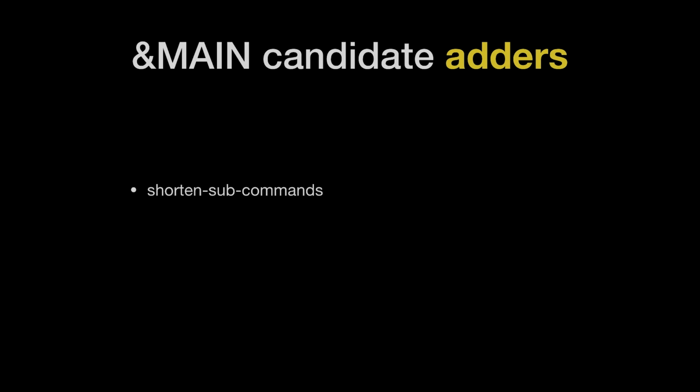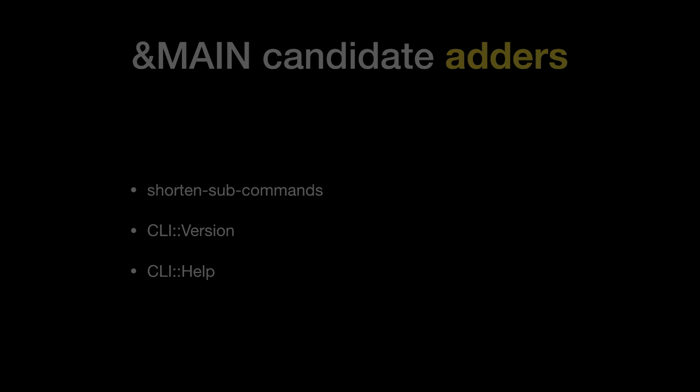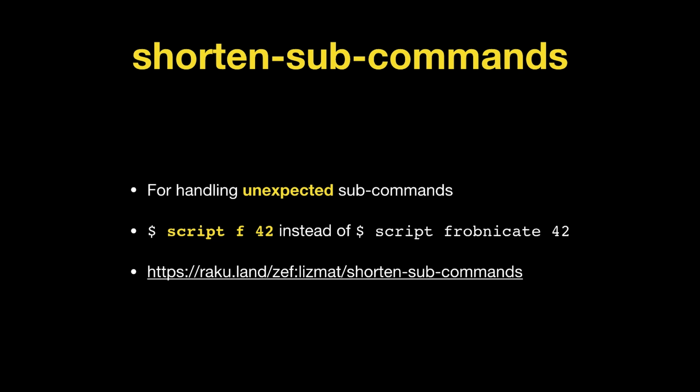So let's have a look at the main candidate adders. There's basically 3 of them: the shorten-sub-commands, the CLI version, and the CLI help. So shorten-sub-commands is basically a module that allows you to handle unexpected subcommands. Suppose your script actually has a propagate subcommand, then if you use this module, you can say script F instead of script propagate, if it's unique, of course. You can find it here at this URL. It's also by yours truly.